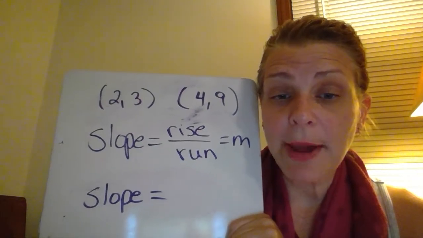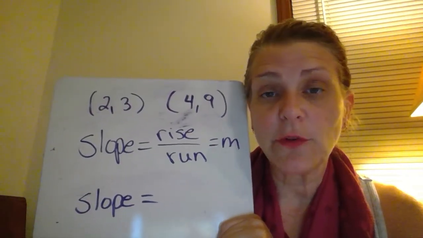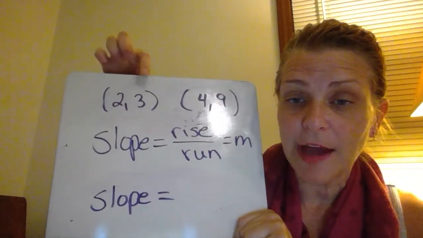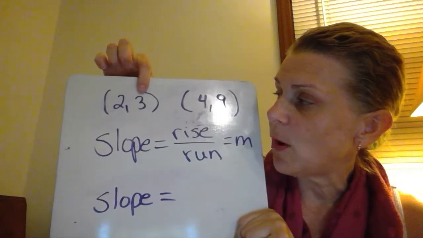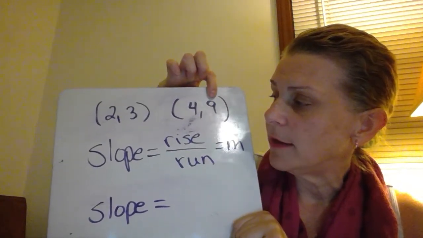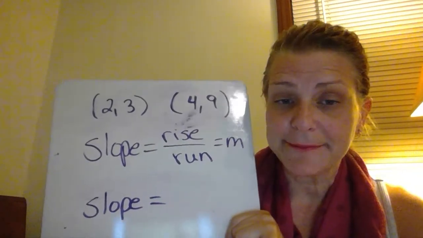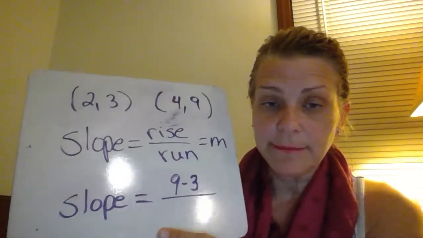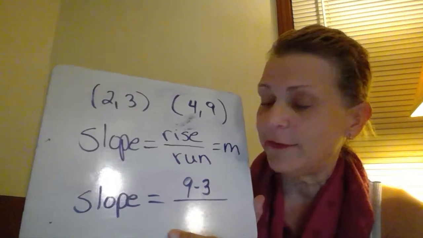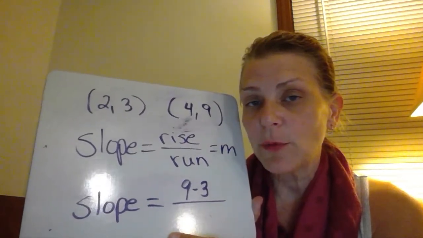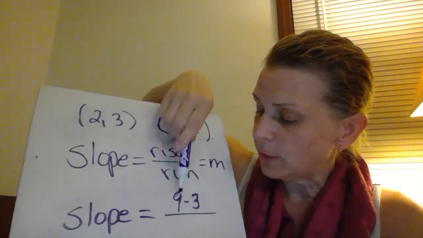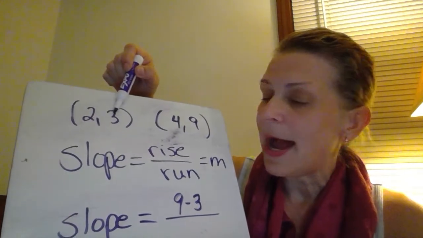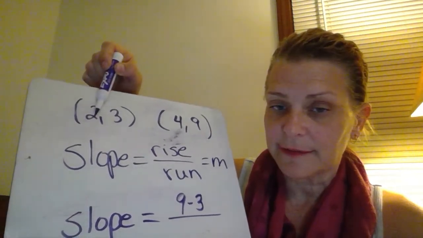So if slope is y minus y over x minus x, we need to look at those 2 points and figure out what our y's are. Remember, every coordinate point is an x comma y. So that's an x, and that's a y, and that's an x, and that's a y. So our 2 y's are 3 and 9. I'm going to go ahead and use that 9 minus 3, because y minus y, it's easier to do 9 minus 3 than it is 3 minus 9. Doesn't matter which order you do it in, but whichever y goes first, since I did this y minus this y, I now have to do this x minus this x.